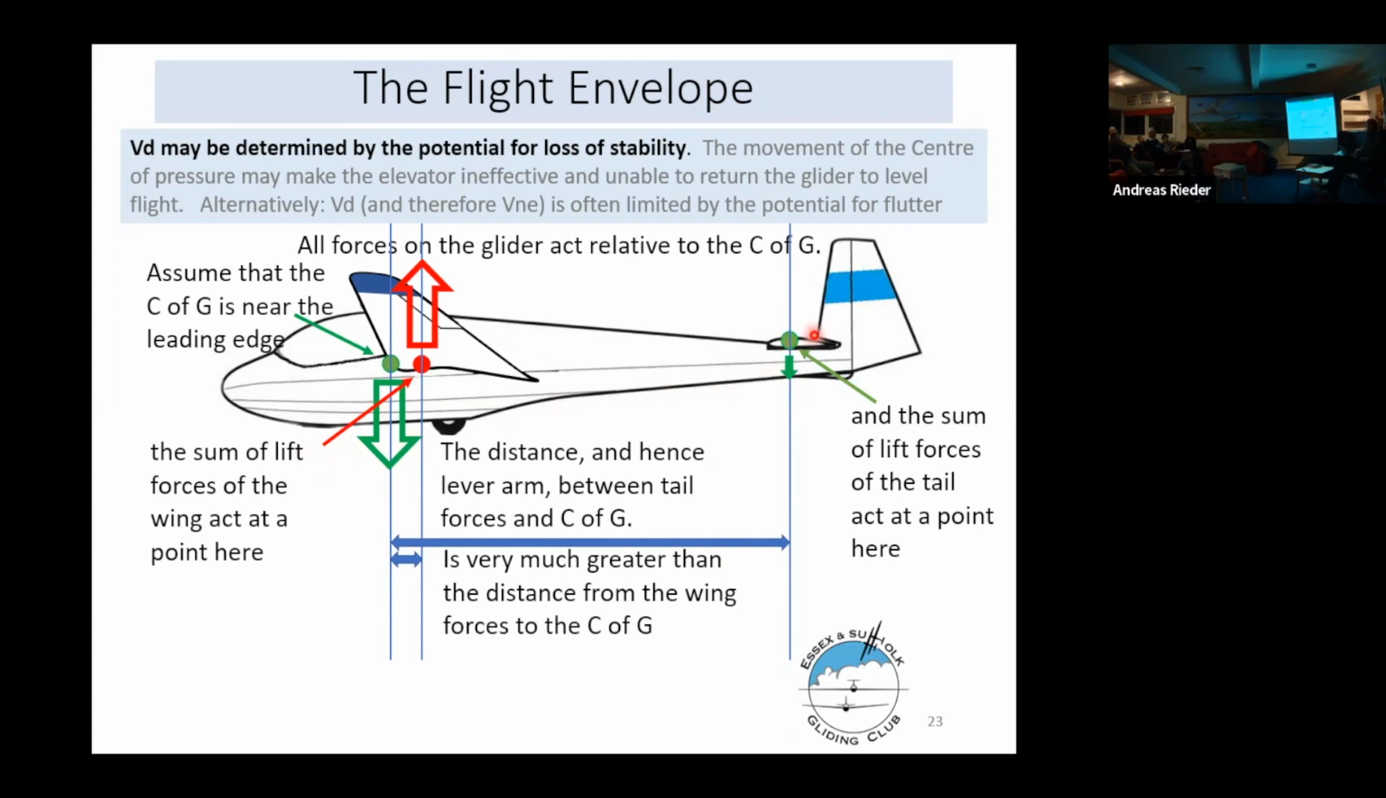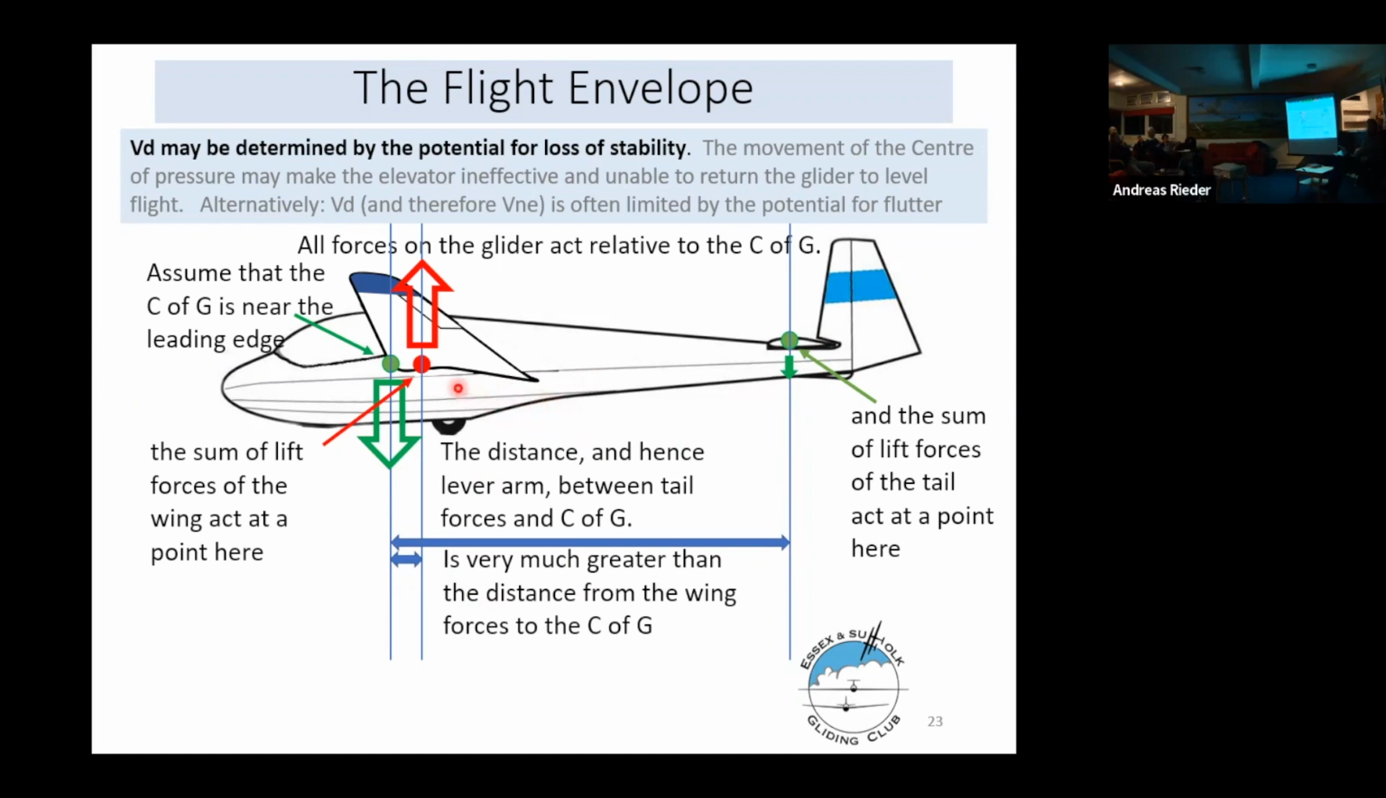This is counterbalanced by the tail. In this illustration, the tail is producing a small downforce. So there's a fairly strong force here, the lift, and a fairly strong force here, the weight, but the distance between them is very small. There's a small force here, but the distance between that and the centre of gravity is very long. It's a much longer lever. So the small downforce on the tail is able to stabilise and stop the glider pitching nose down.